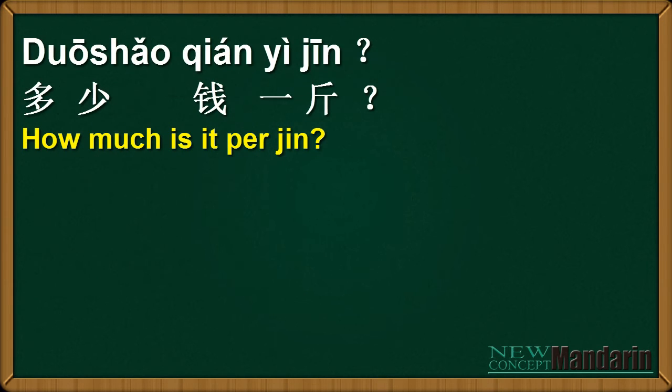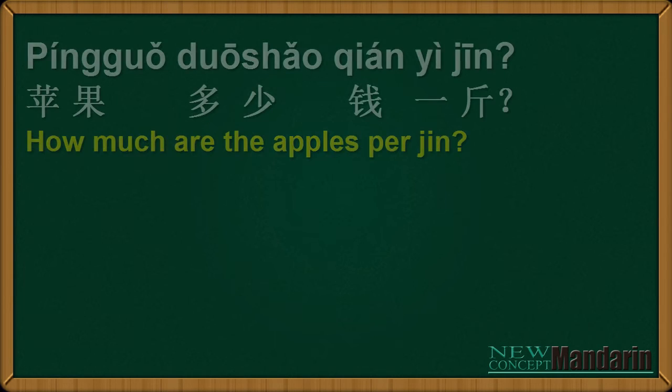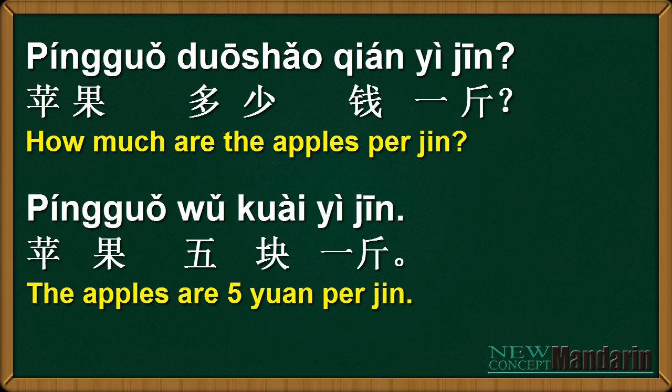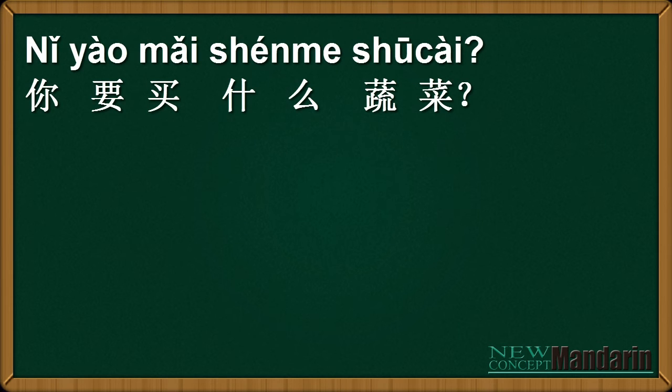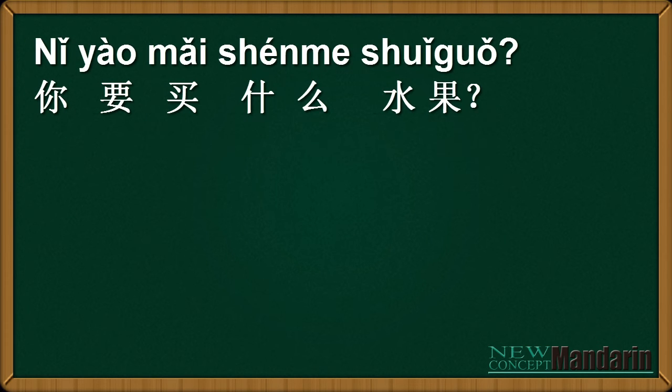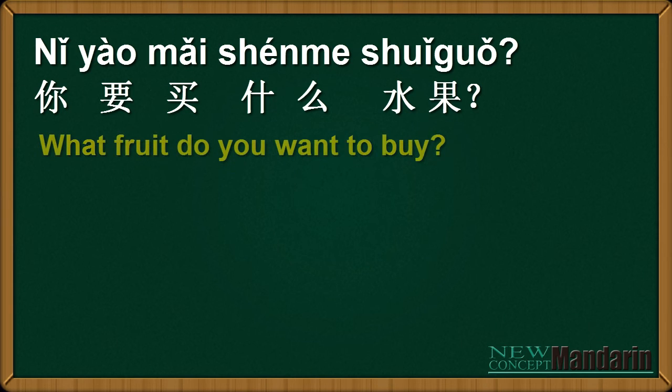To ask the price, 多少钱一斤？比如，苹果多少钱一斤？苹果五块一斤。Other sentences you may use. 你要买什么蔬菜？What vegetables do you want to buy? 你要买什么水果？What fruit do you want to buy?